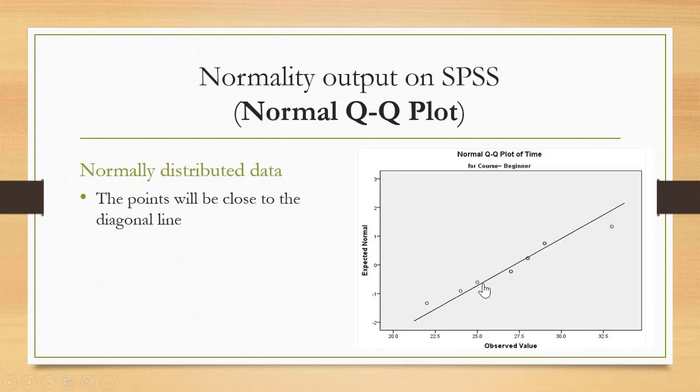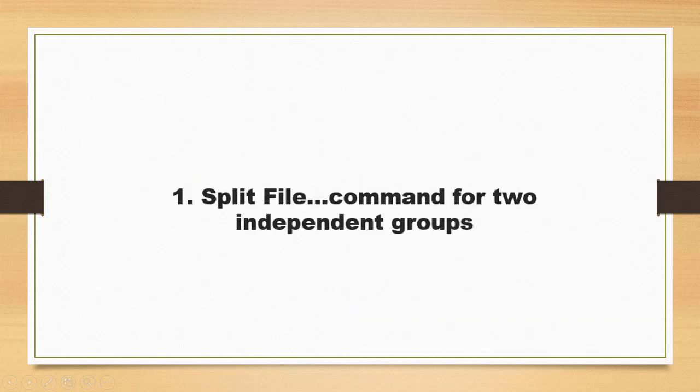If the points are close to the diagonal line on this QQ plot, you can conclude that the data is normally distributed. So as you can see, the points should be close. If there are some points that are far, these are like outliers. You have to check whether the entry of data has been done correctly, or there are some mistakes in the entry of data. So once you finish, you can go and conduct your independent sample t-test if it is normally distributed.